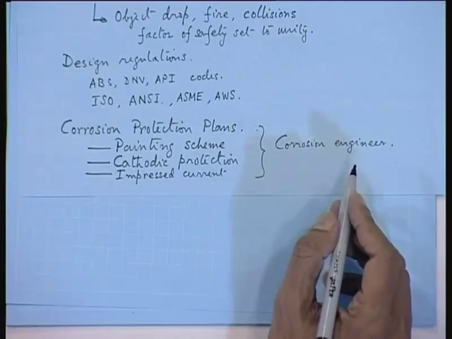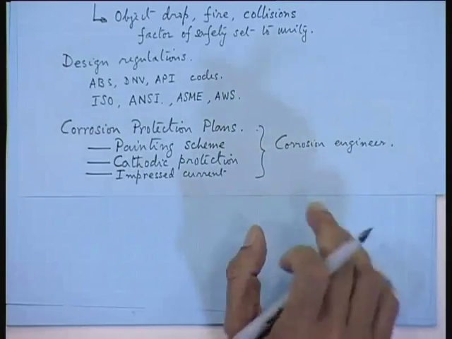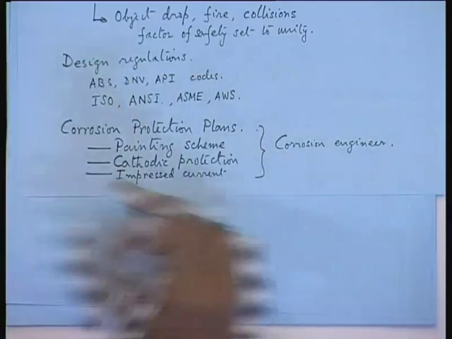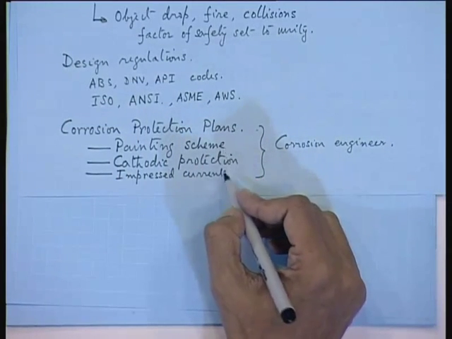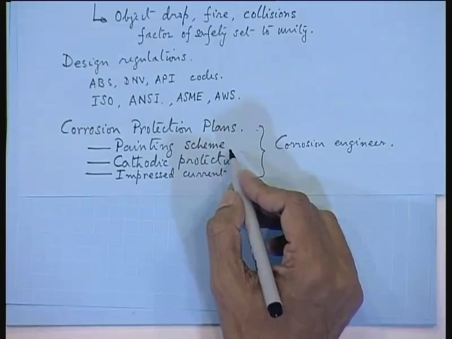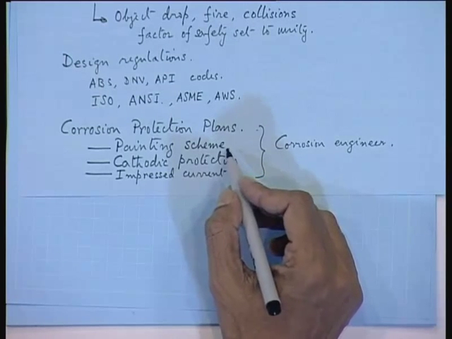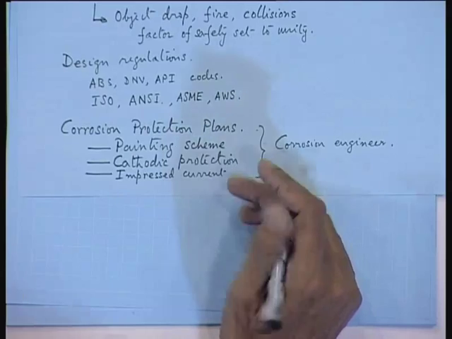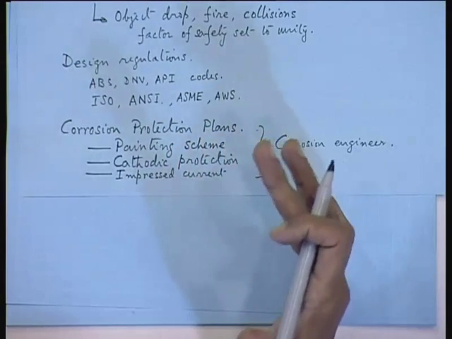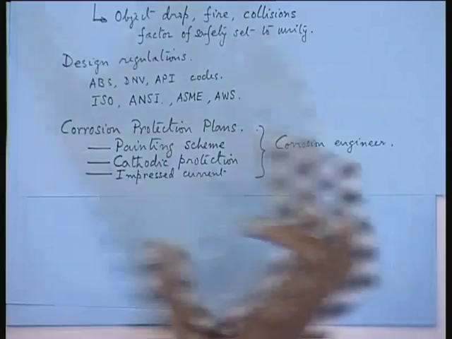Corrosion engineer, or what is normally called a painting engineer, is responsible for this. These are the protections that you are going to give the platform, because the operating condition is a corrosive environment. Seawater is mainly a corrosive environment where you have electrolytes from sodium and chlorine that are going to corrode your structure. So adequate corrosion protection has to be given to the platform.